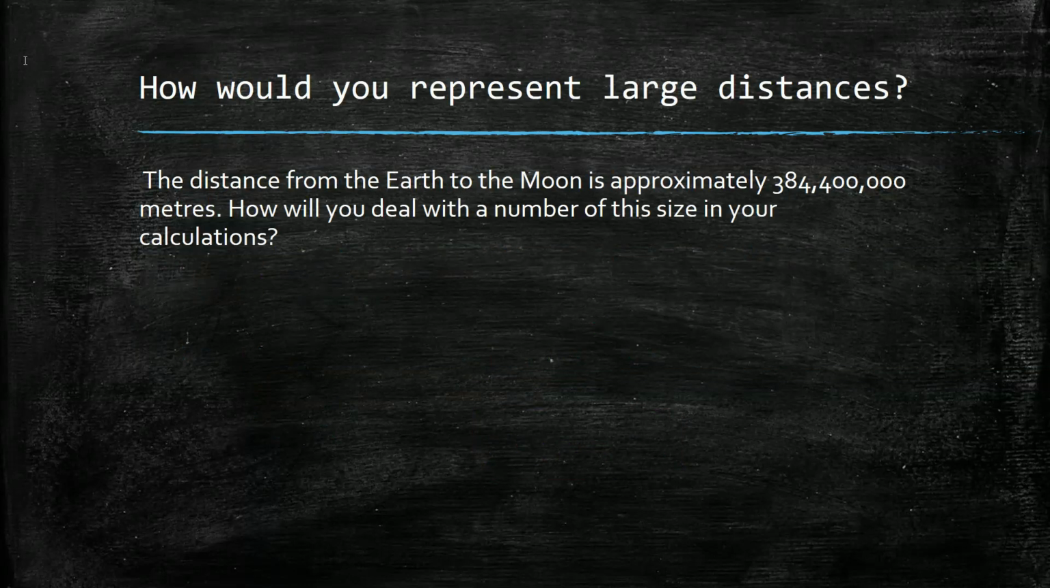So in what kind of situation would you use this? Let's first consider this question that I have here. The distance from the Earth to the Moon is approximately 384,400,000 meters. How will you deal with a number of this size in your calculations?